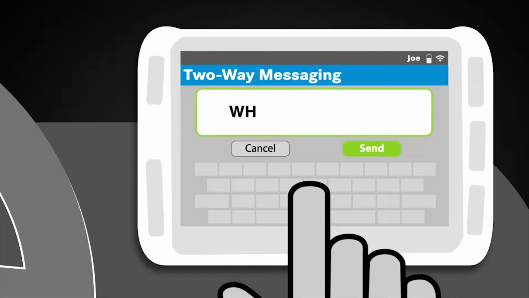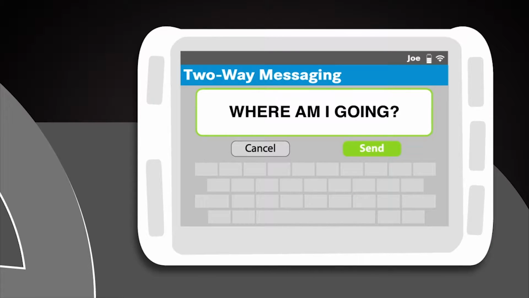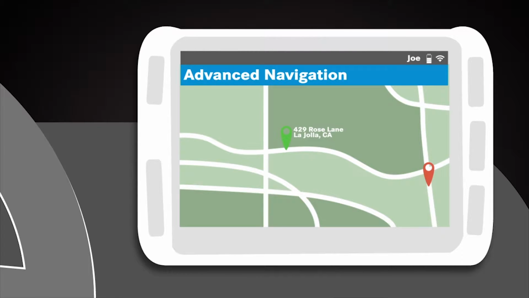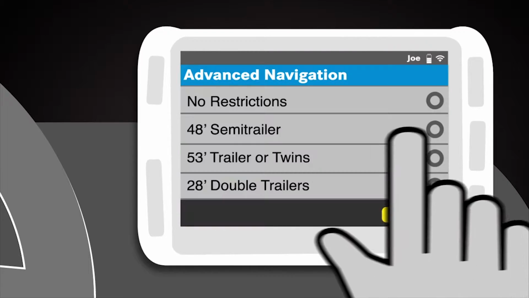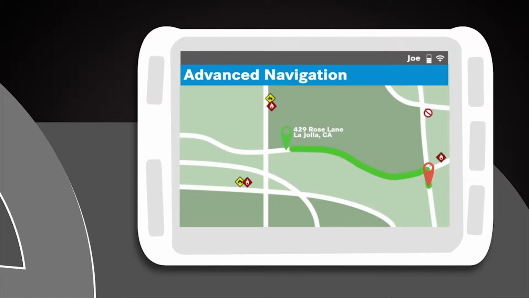Joe uses the tablet to request his first delivery address of the day. Dispatch sends his pickup location directly to the tablet, which allows him to do turn-by-turn navigation. Joe enters the load's weight and hazardous contents. The tablet will specify routes that allow for the size of his trailer and hazardous materials.